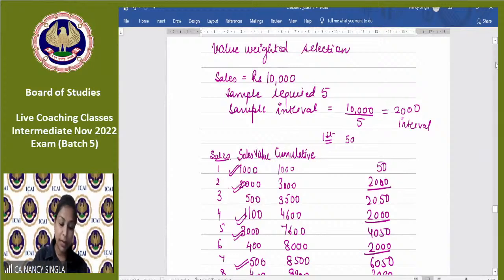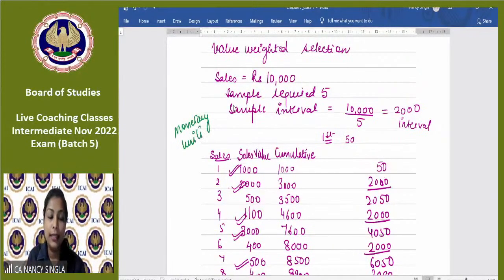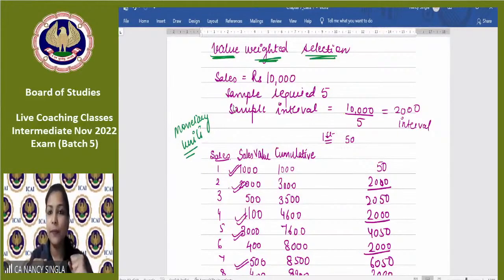So students, with respect to value weighted selection, instead of understanding the population like there are 1,000 invoices, with respect to trade receivable, the auditor will be understanding it in terms of monetary units. Value weighted selection means the auditor is selecting by giving weights to the value of the transaction. He is not concerned with invoice number.